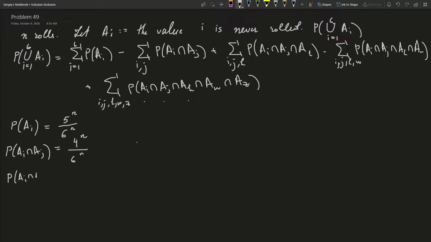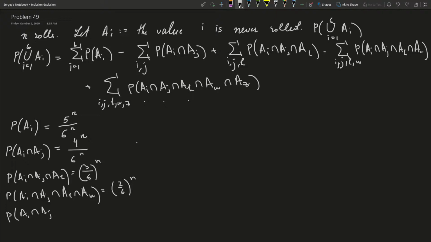Similarly, if we're looking at triple intersections, we have 3 choices. Quadruple intersections give us 2 choices. And finally, if we look at the intersection of 5 of these events, this means that for all the n rolls, the die has only one value it can roll on. So that's 1 out of 6 to the n.